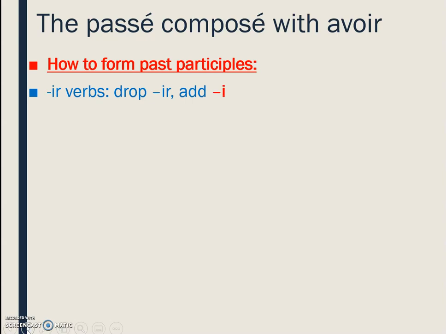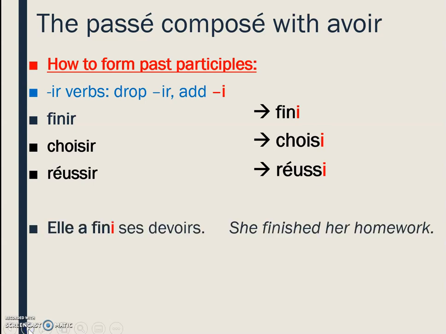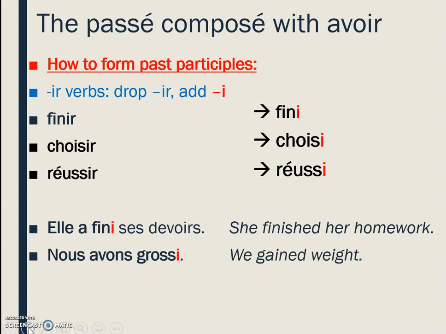For IR verbs, you drop the IR on the end of the infinitive and you change it to the letter I. Finir becomes fini. Choisir becomes choisi. Réussir becomes réussi. So IR verbs are also pretty simple to form and pronounce as far as past participles go. But past participles need to have the helping verb in front. For example, avoir. Elle a fini ses devoirs. She finished, or she has finished, her homework.